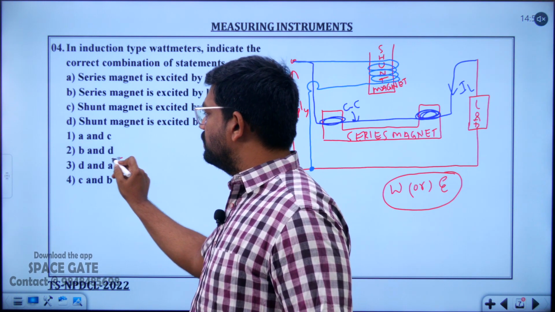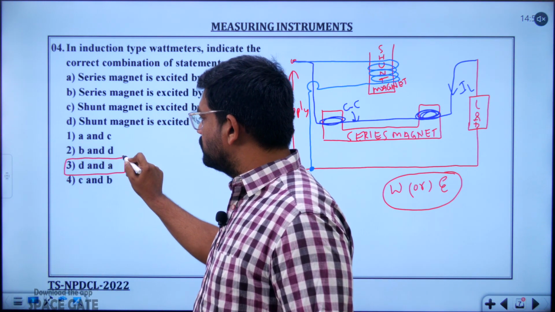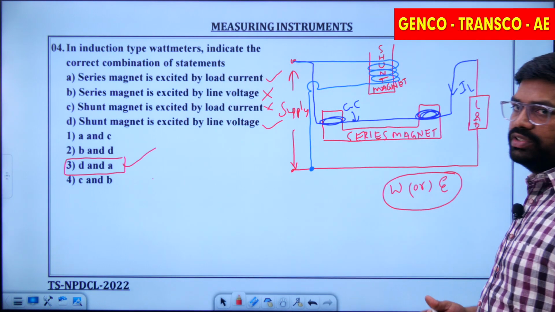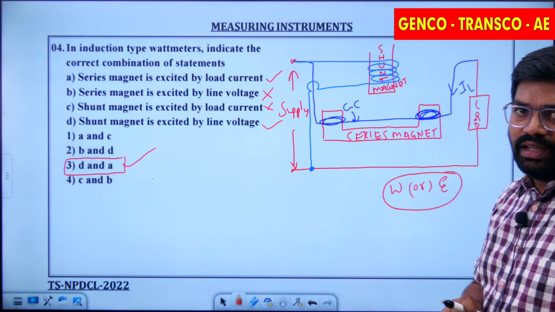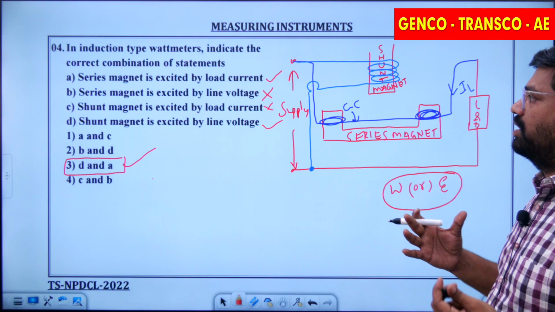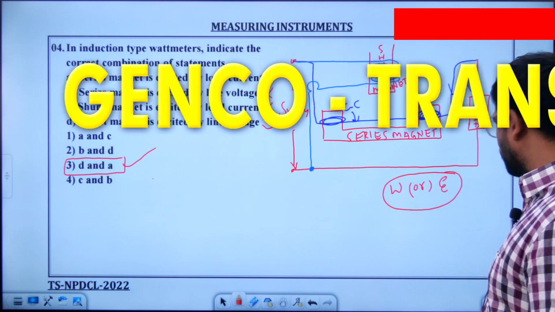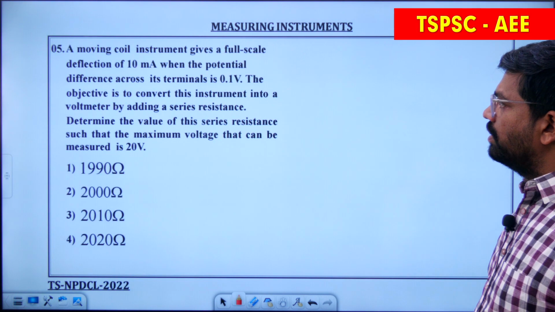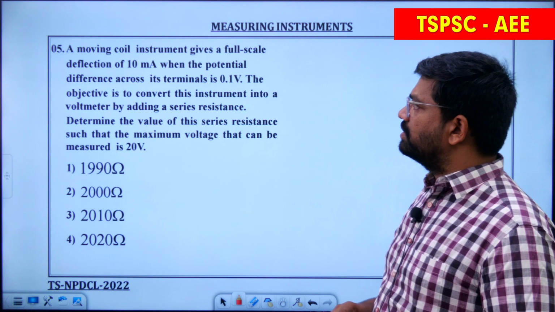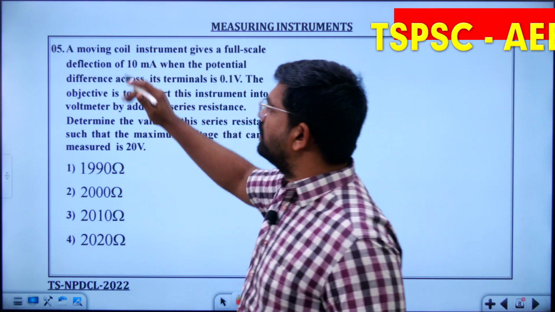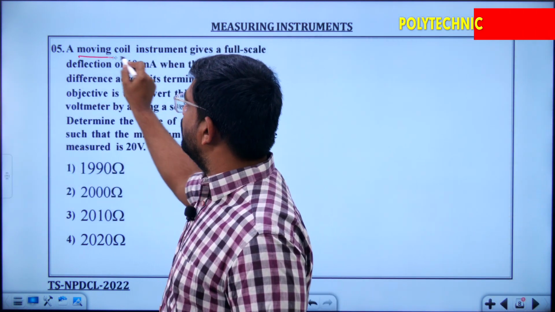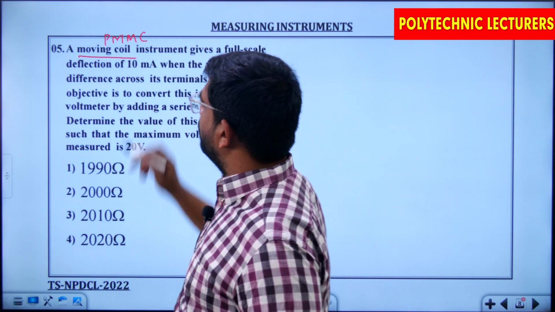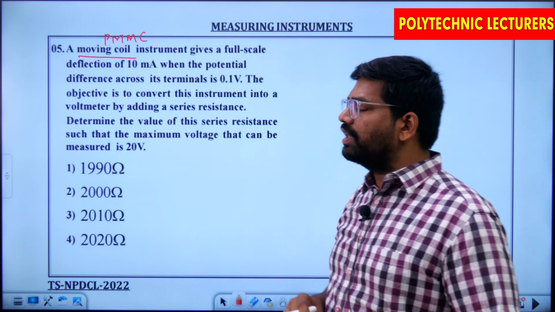Here they have given D and A, so that is our right answer. Understood? This is the way we have to check. So we can correlate the instrument construction even in the form of a question. We move on to the next question. Now observe here, the question is related to a moving coil, which you can simply consider as a PMMC instrument.